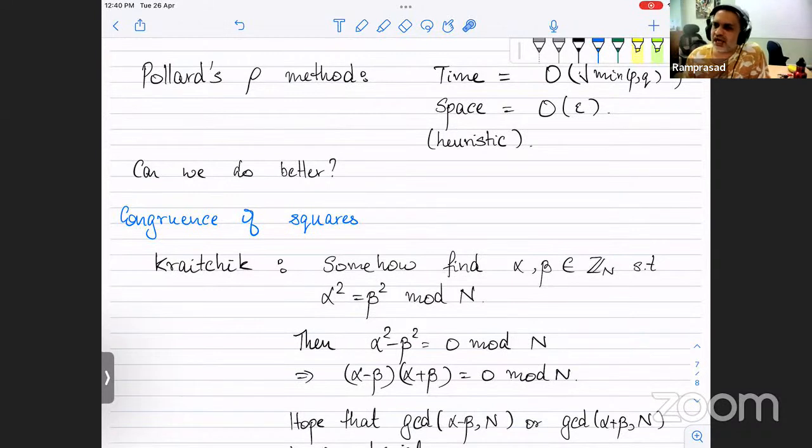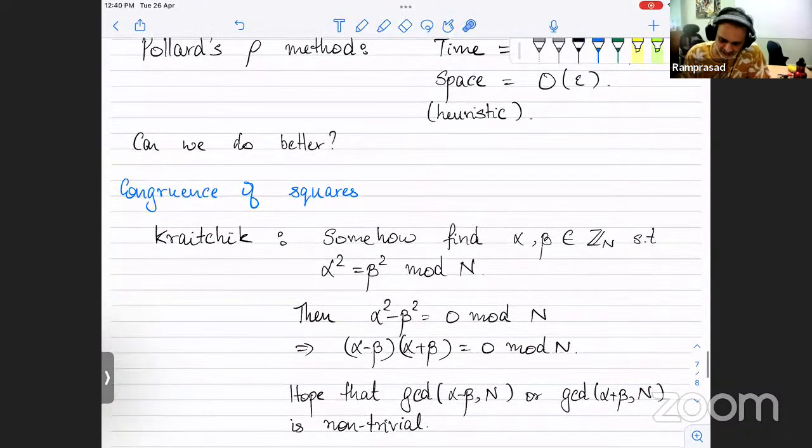Firstly, it's unclear why such alphas and betas should even exist, but I will let you think about it. Again, think in terms of Chinese remainder. So n is composite. Because n is composite, there will be non-trivial stuff, and we are trying to find some example of such a non-trivial congruence. Once you find a non-trivial congruence, you then take a GCD of alpha minus beta with n and alpha plus beta with n, and hope that one of them is going to give you one of the factors.